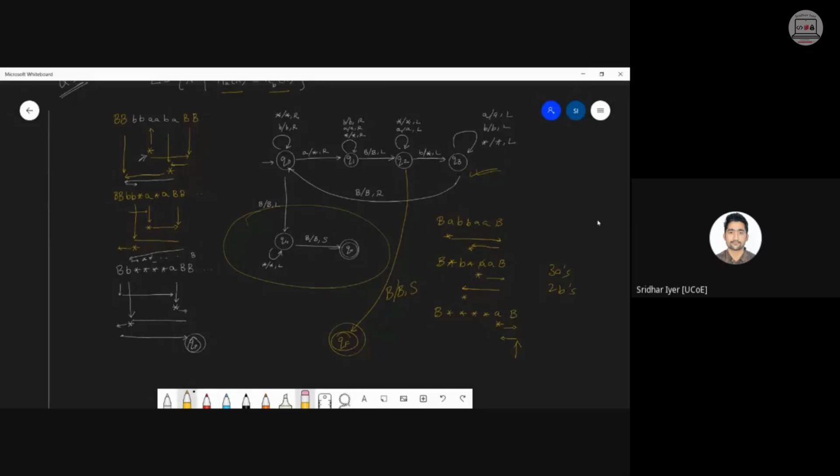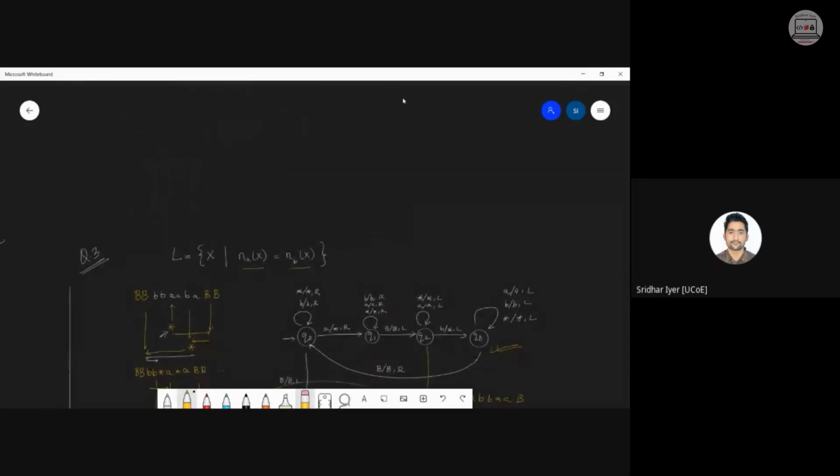Now, based on this, take a homework question that I want you to solve. A similar kind of problem, where I'm writing homework over here, where it is a combination of X number of A's should be less than number of B's.